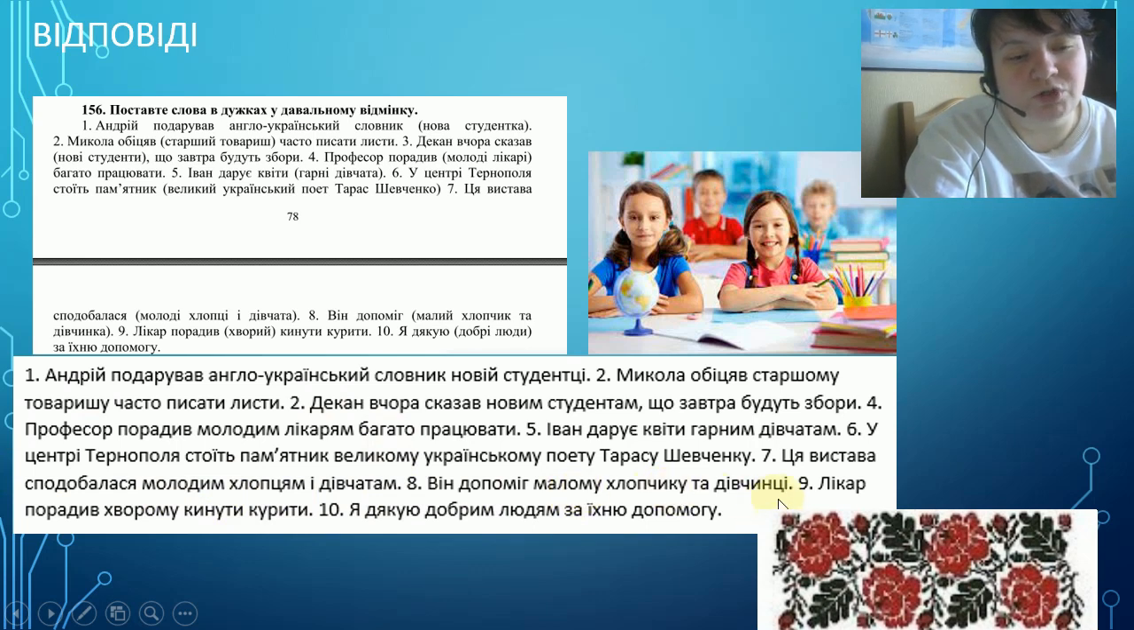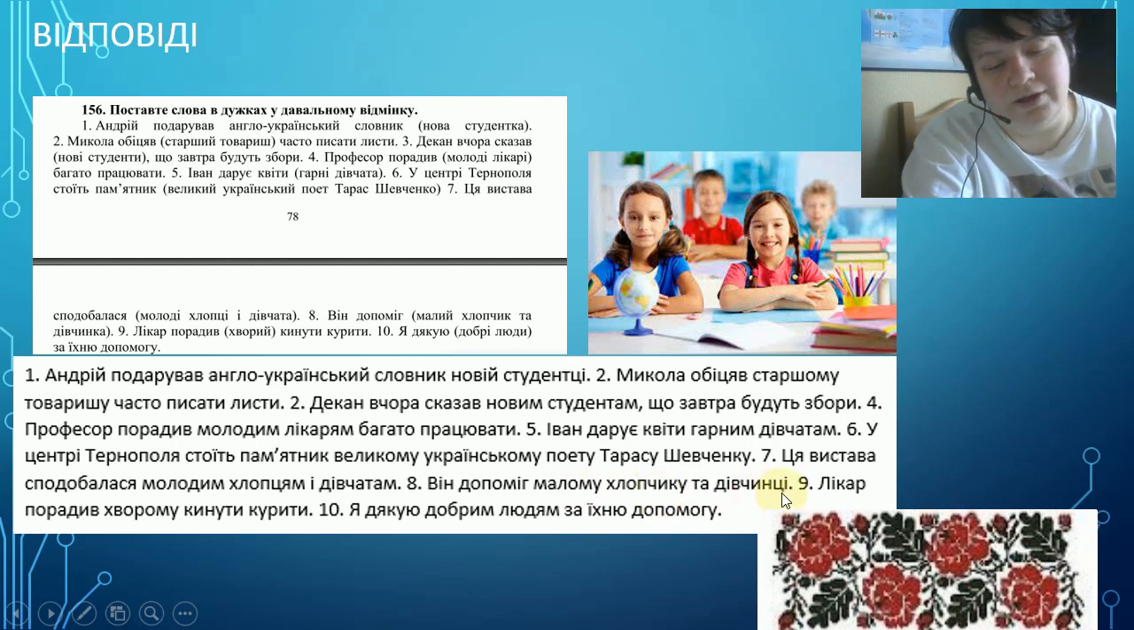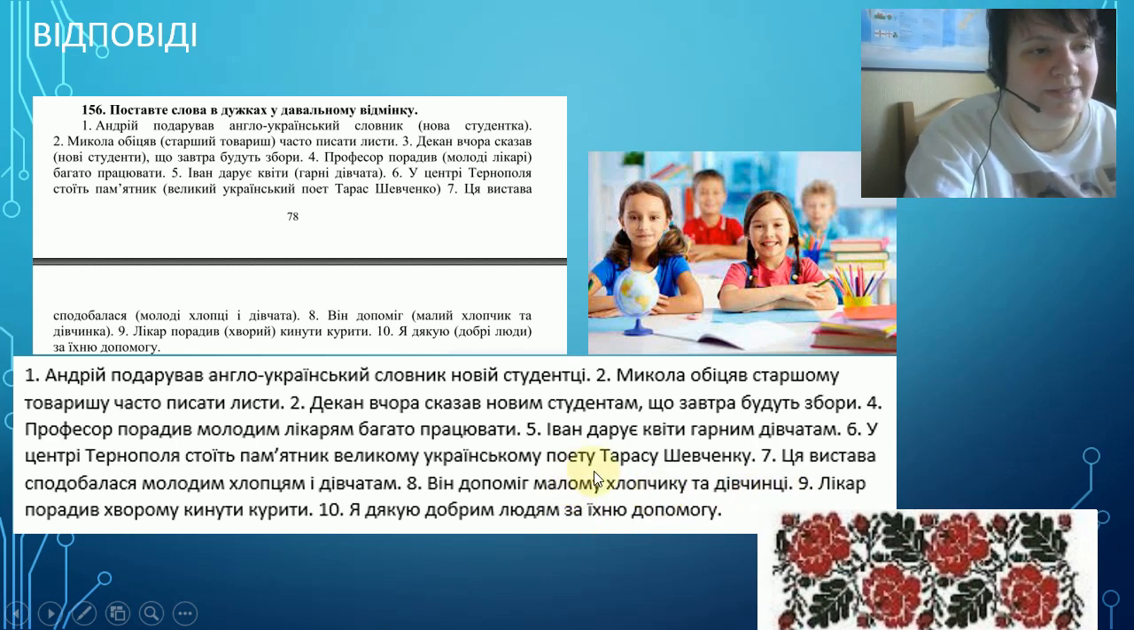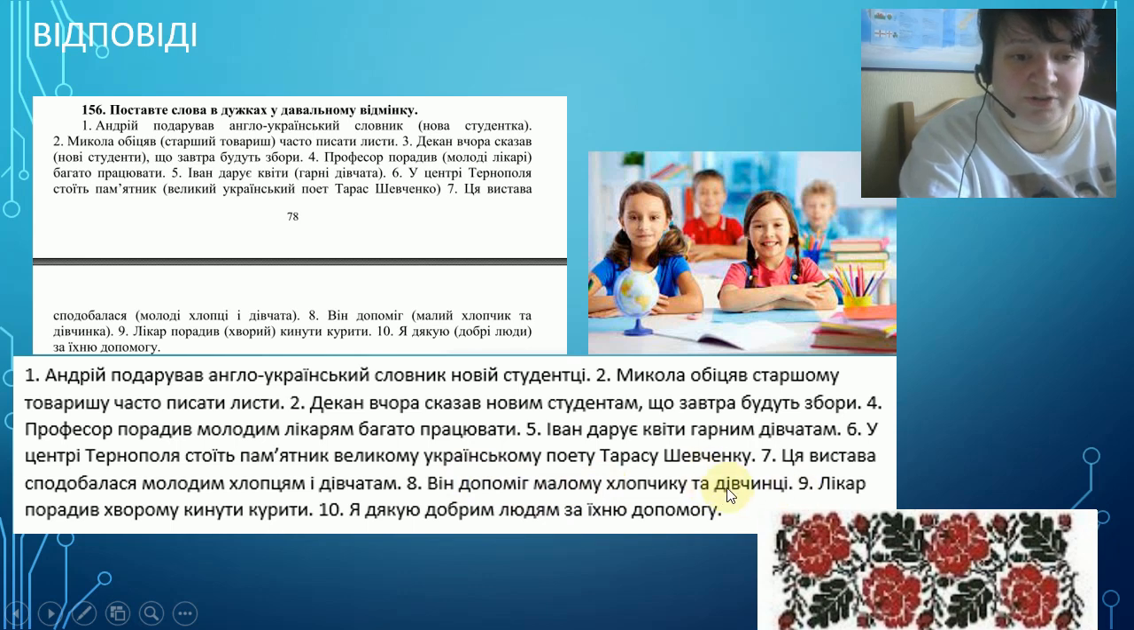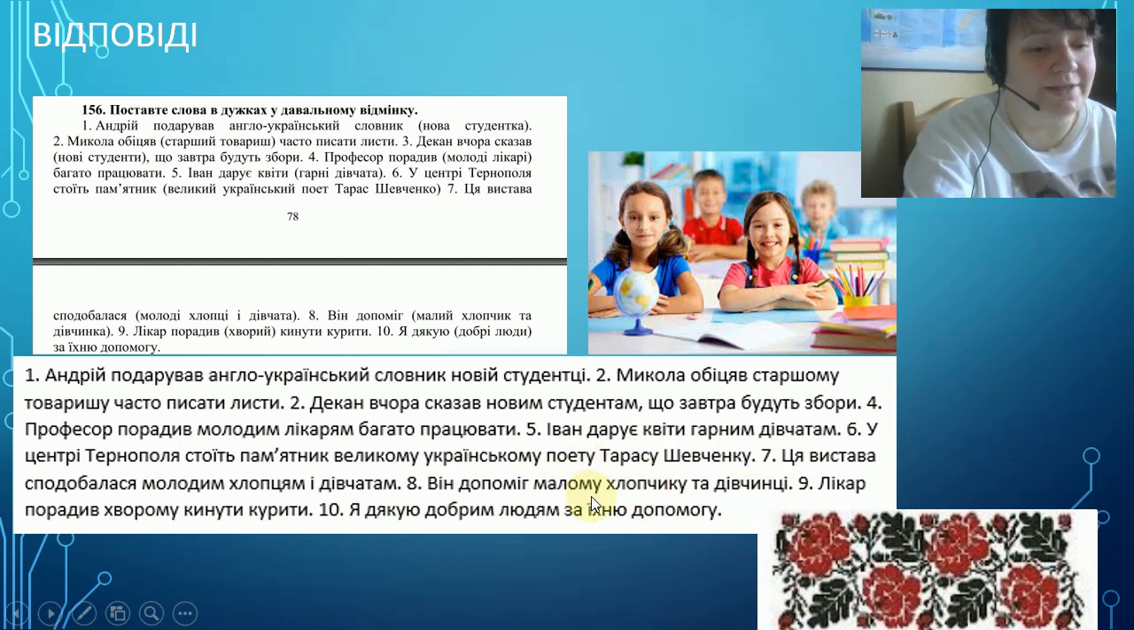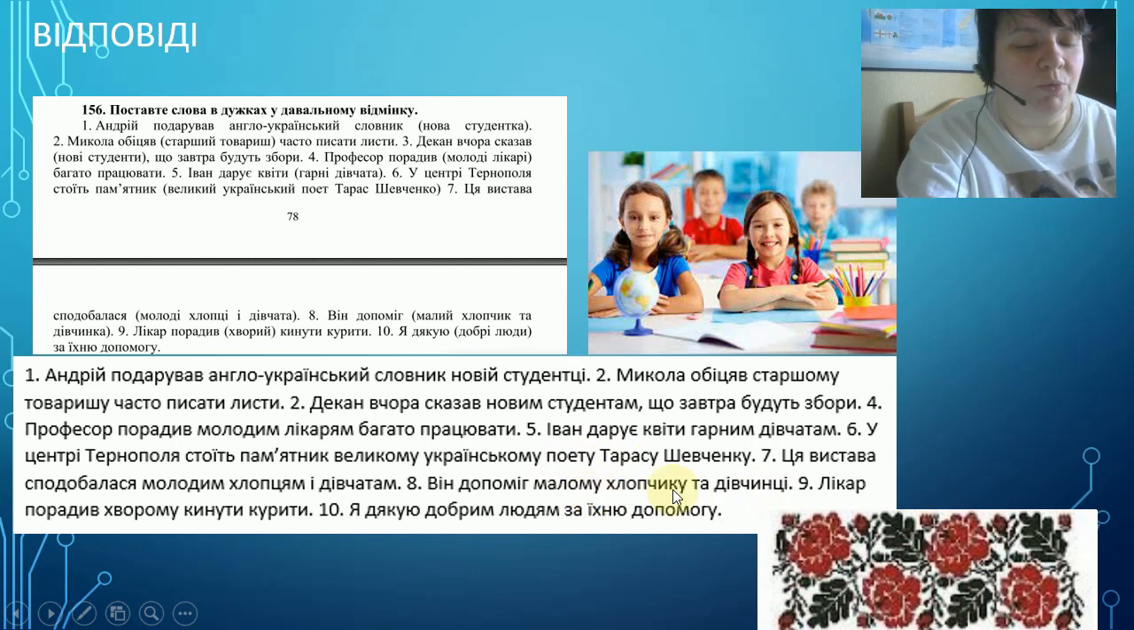Він допоміг малому хлопчику та дівчинці. He helped a young boy and girl. So, we see that the first noun is grammatical masculine, so we put the adjective according to the rule in grammatical masculine. We don't have an adjective here for the girl, so this adjective is only for the boy. That's why we put the ending -ому. But if we have малому хлопчику та малій дівчинці, yes, we would have the ending -ій, because it's feminine.